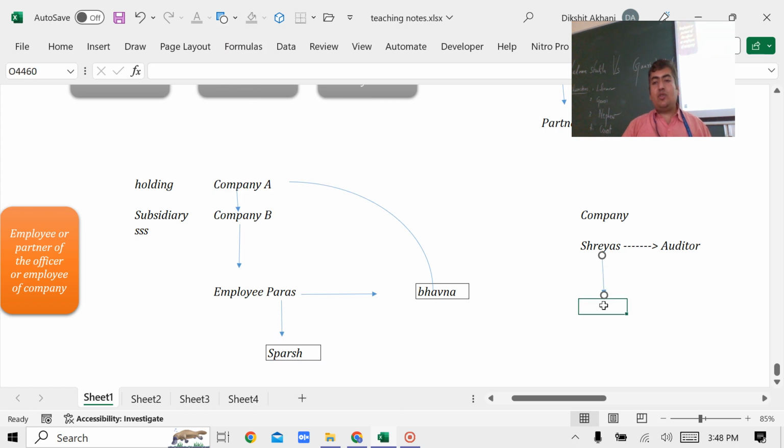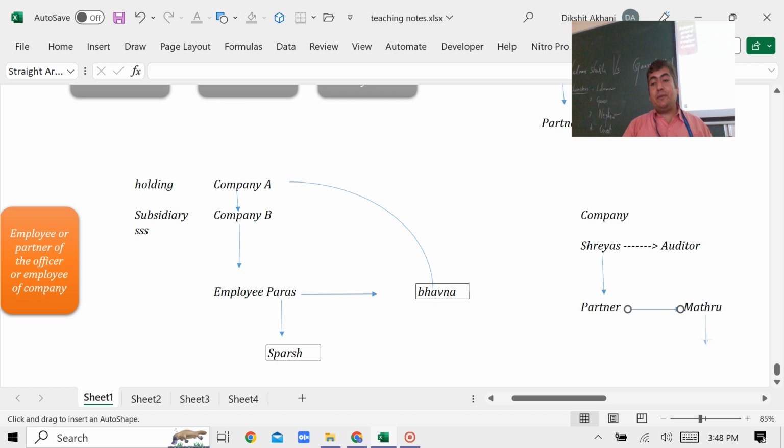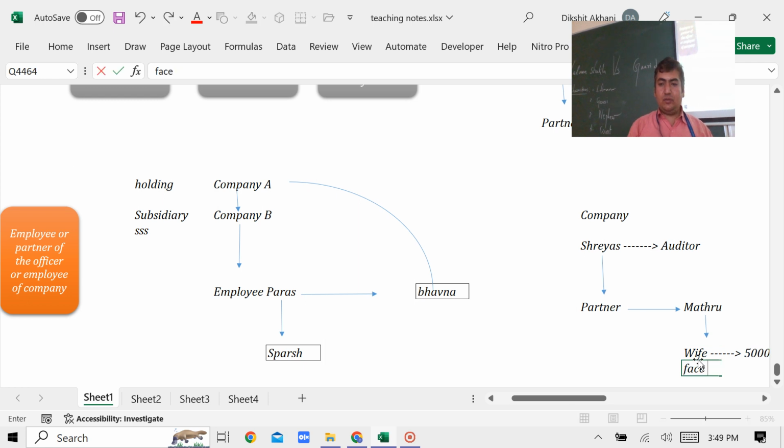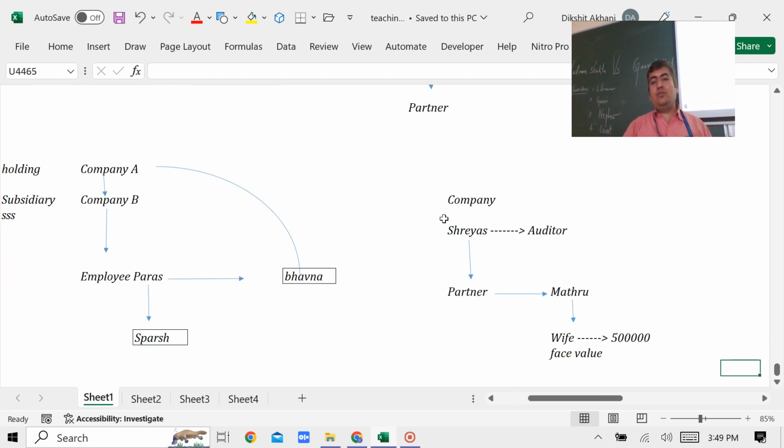Shreyas has a partner whose name is Mr. Mathru. Mathru's wife, I won't take her name, I don't know it either. Mathru's wife is holding 5 lakhs of shares in the company, face value 5x. Can Shreyas continue as the auditor in the company or not?